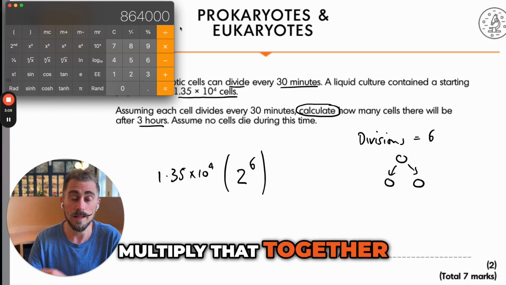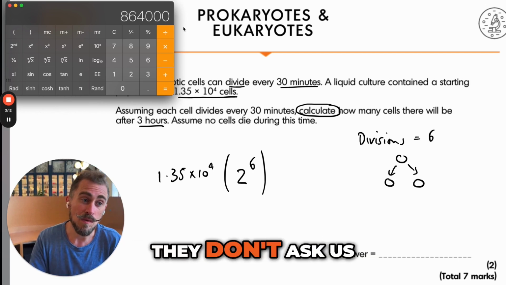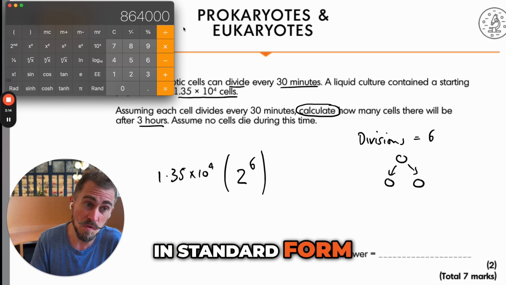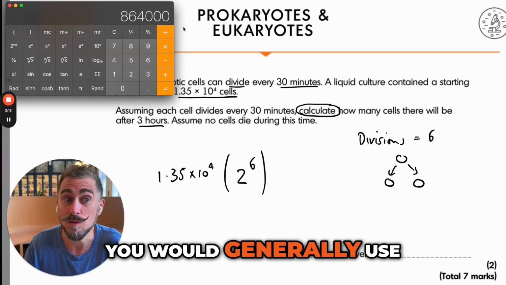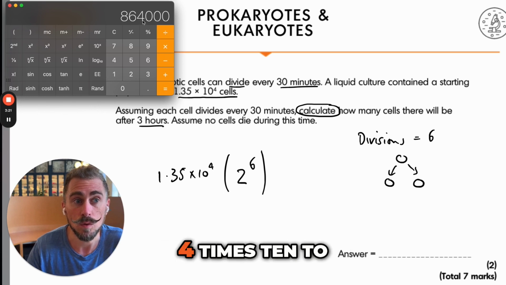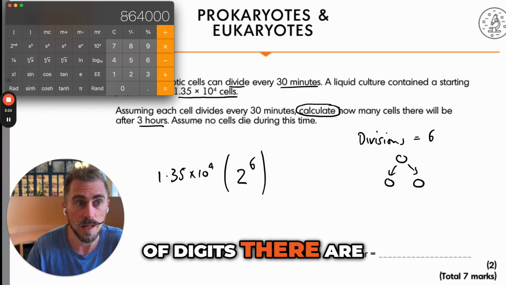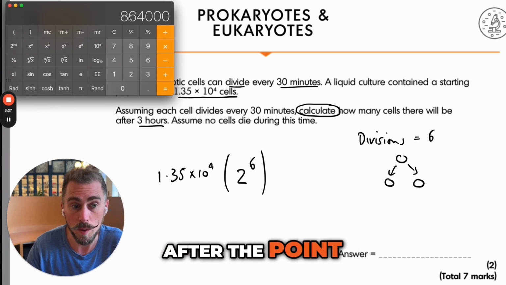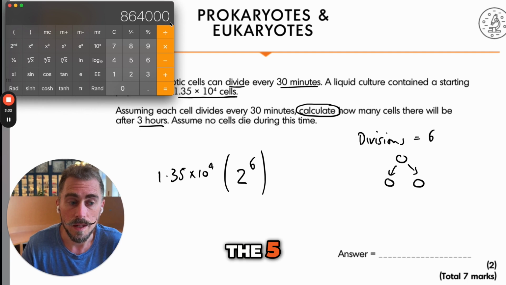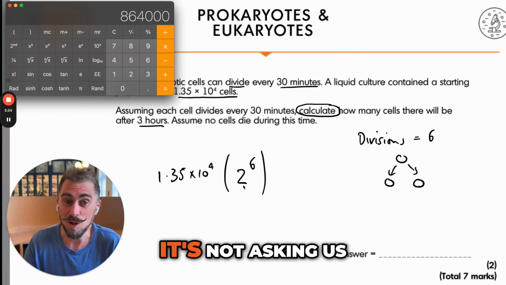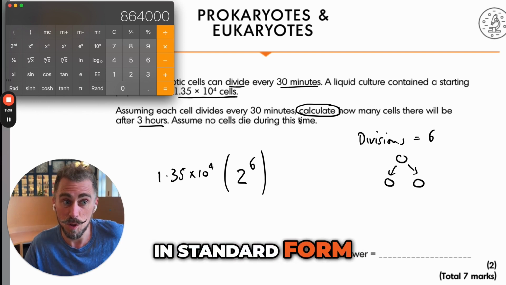I'm going to multiply that together, and then we have this big number. I'm kind of surprised they don't ask us to give an answer in standard form. Representing a number like this, you would generally use standard form, so that'd be 8.64 times 10 to the 1, 2, 3, 4, 5. Just count the number of digits after the point. So that would be 8.64 times 10 to the 5. But you could just write out that whole number. It's not asking us to give an answer in standard form, so this would be an acceptable answer as well.